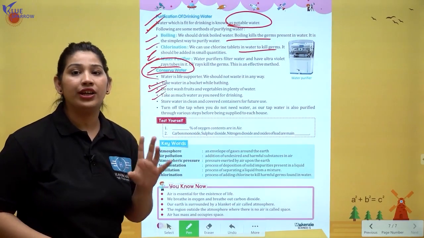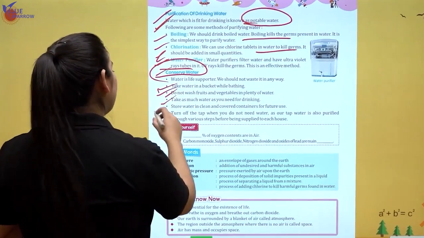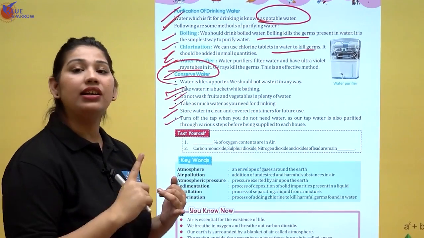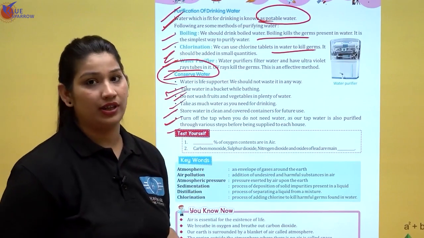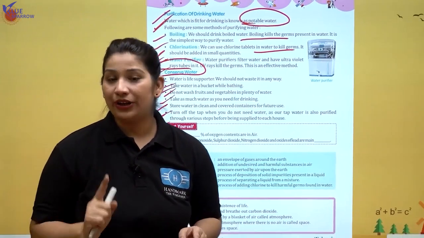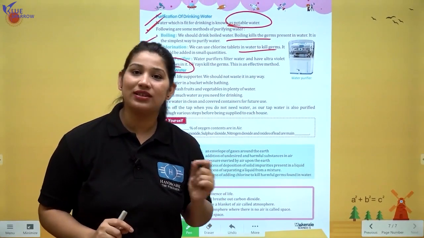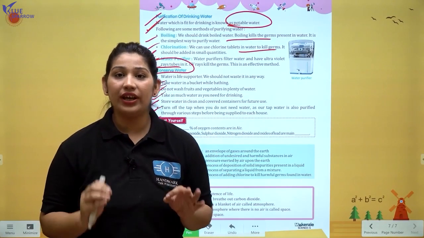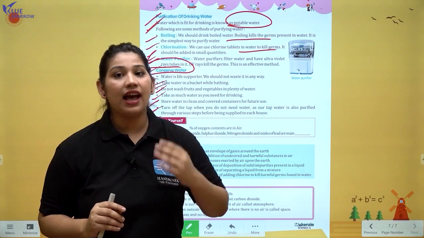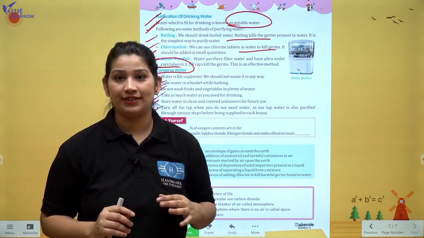Take water for drinking as much as you need. Store water in a clean and covered containers. Turn off the tap when you do not use that. For example, जब भी आप ब्रश करते हैं तो टैप आप क्लोज करके ब्रश किया करें. Do not waste the water. Water is very important for us and for our future generations.